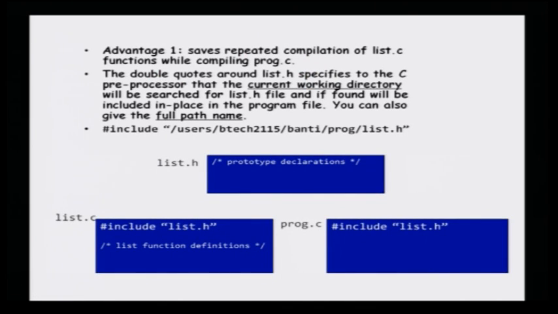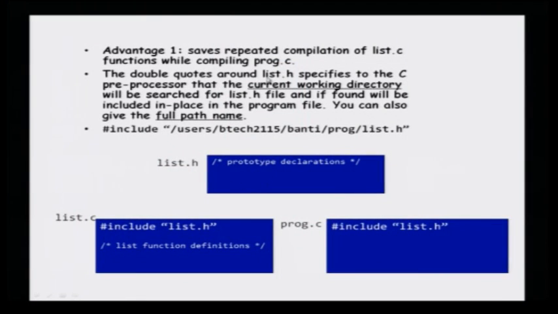So, what is the advantage of separating list.c from prog.c? Why break it up into multiple files? One advantage is that it saves repeated compilation of list.c functions when compiling prog.c. Okay. So, the double quotes around list.h specify to the C preprocessor, we will see this in a subsequent lecture, that the current working directory will be searched for the list.h file. So, since we are saying include list.h within double quotes, what it means is that list.h will be found in the current directory.